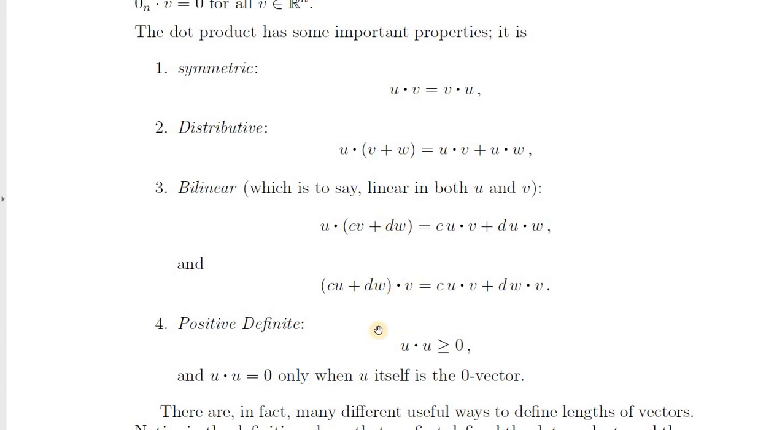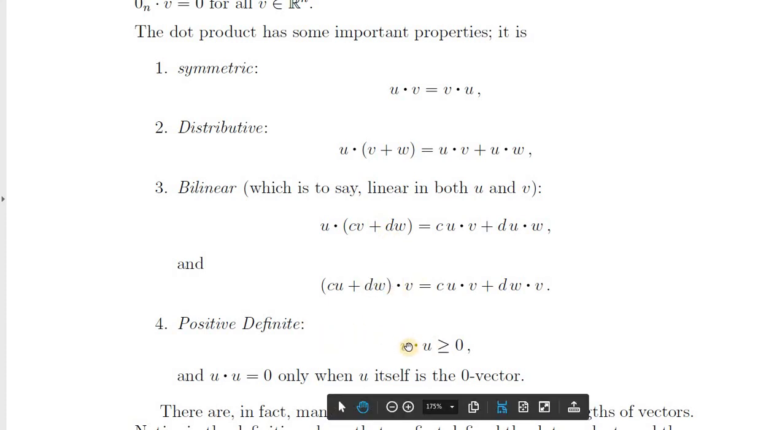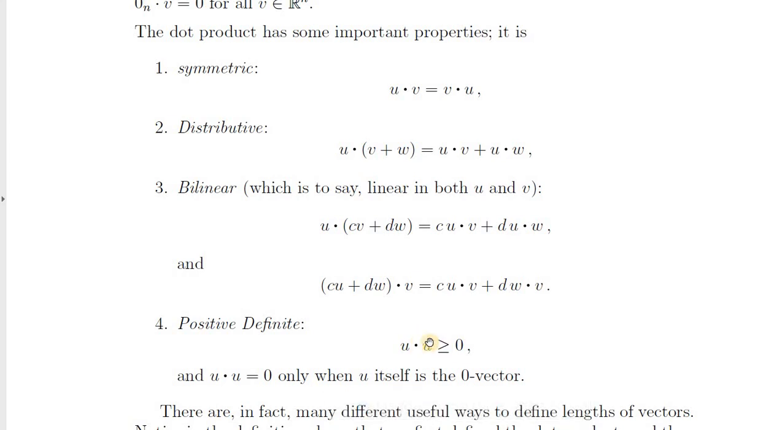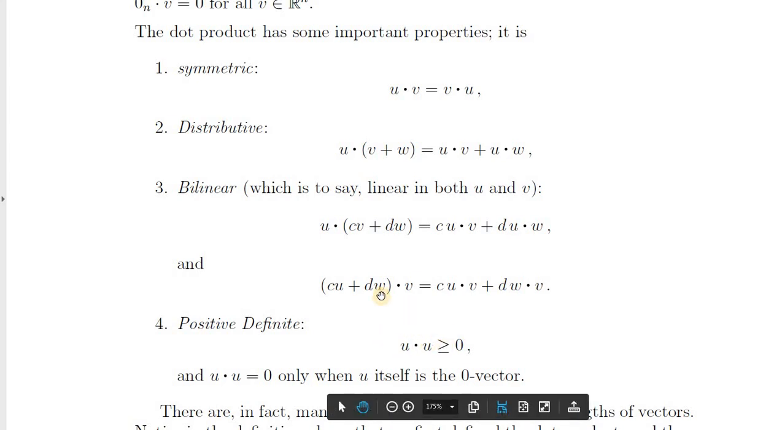Positive definite: if you take u dot u, that's actually the sum of the squares of the entries of u. Now, if you take the sum of squares, every square is positive, so the sum of squares will also be positive.